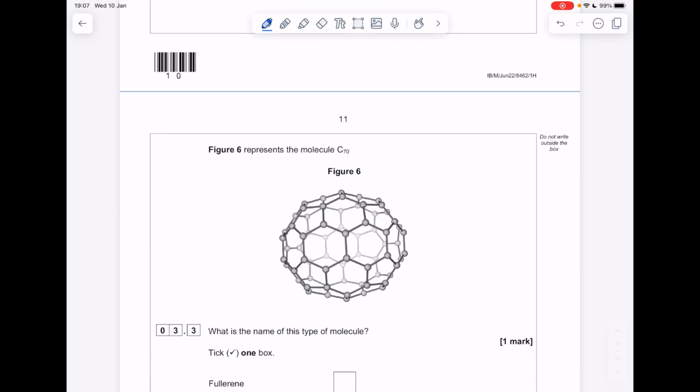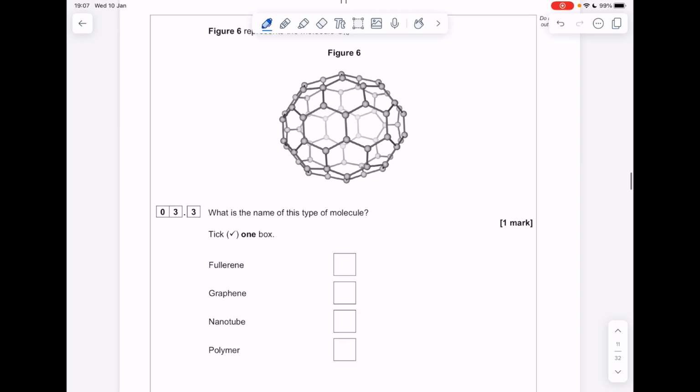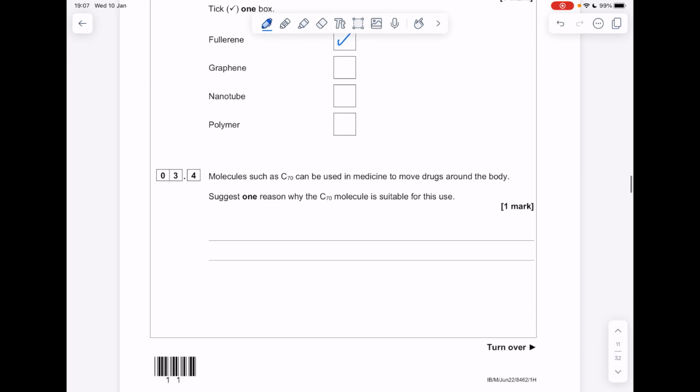Figure 6 shows C70. What is the name of this type of molecule? This is fullerene. Just have to learn that football shape is fullerene. Molecules such as C70 can be used in medicine to move drugs around the body. Suggest one reason why the C70 molecule is suitable for this use. Lots of answers here. You could say because it's hollow, so it can act as a cage or carry the drug. It's unreactive, it's non-toxic.